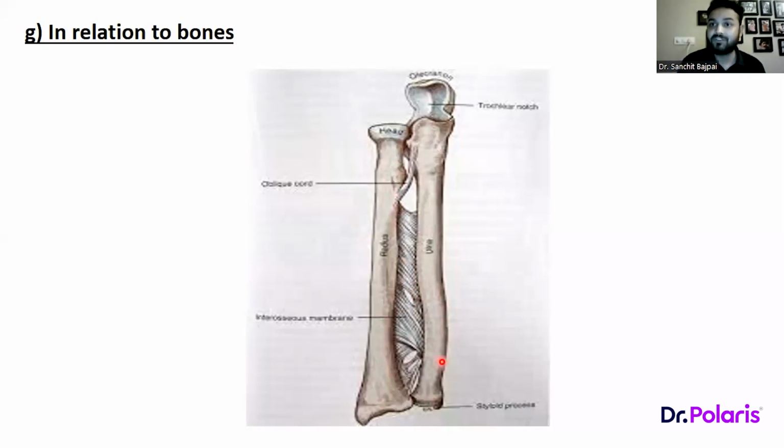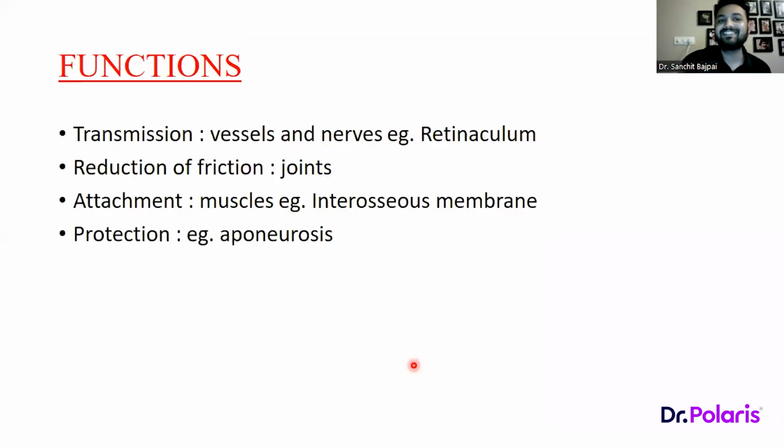So I told you about the functions. One, it maintains the gap between the two bones for functioning. Two, it helps reduce friction. Three, it gives attachment to muscles. Fourth, these foramina are meant for traversing blood vessels and nerves through it. Got the idea? So now I have told you lots and lots about deep fascia, but this is a very important topic.